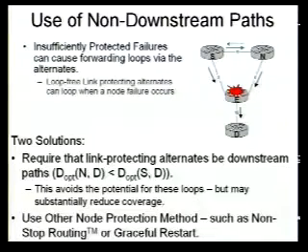The first one is that you can require that the link protecting alternates be what we call downstream paths. The difference between a downstream path and a loop-free alternate is as follows. For a loop-free alternate, for S to use N as a loop-free alternate, the cost for N to go to S and then to D has to be more expensive than the cost for N to reach D via its shortest path. For a downstream path, the cost from N to D has to be less than the cost from S to D.